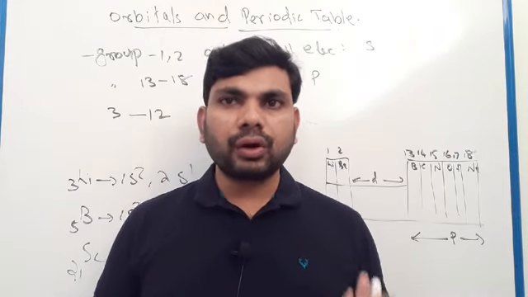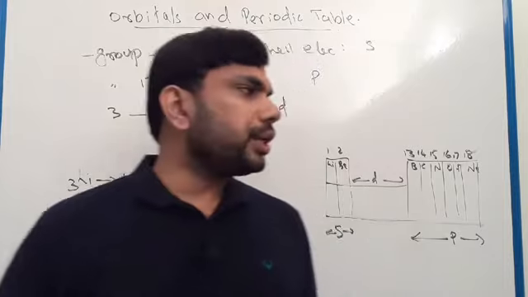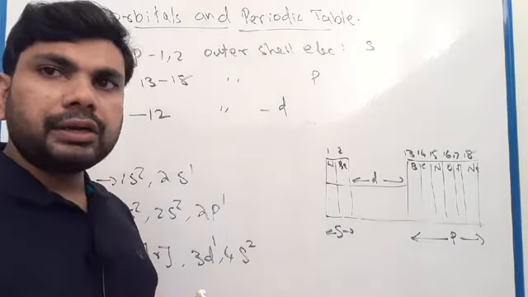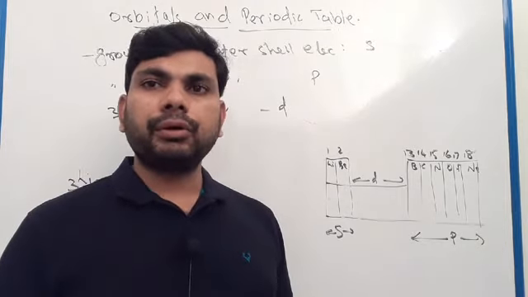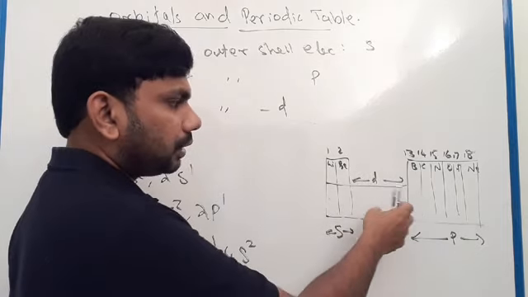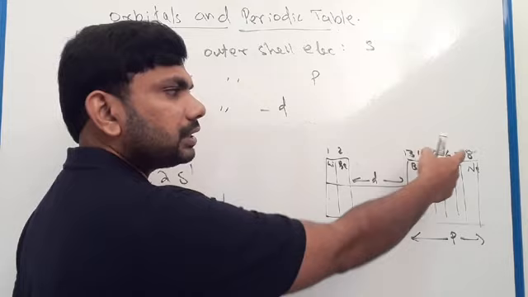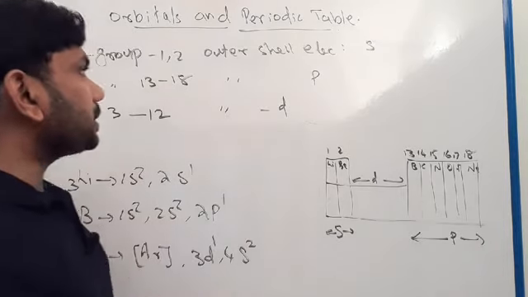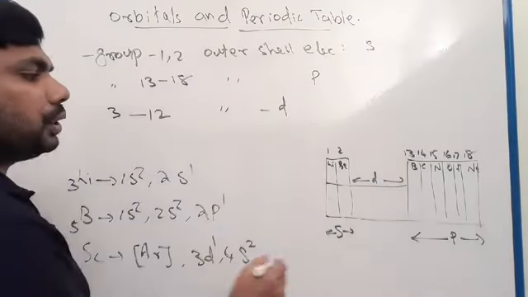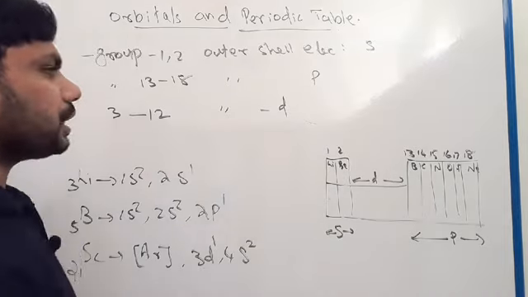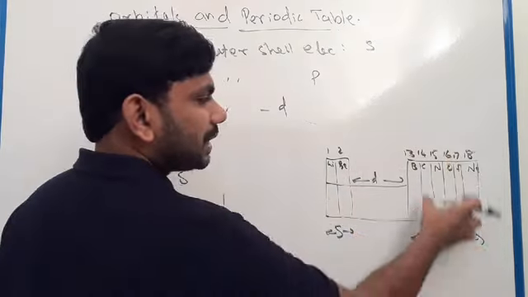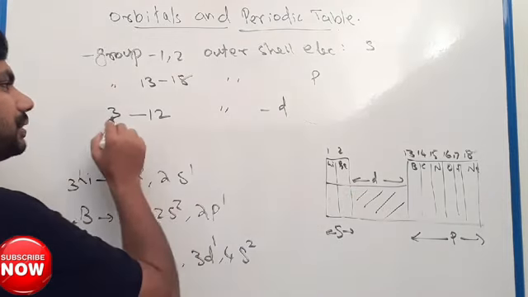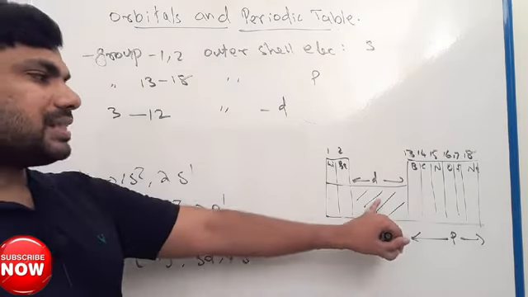Next we have to discuss orbitals and the periodic table: the relation between subshell electronic configuration and the periodic table. This figure represents the periodic table, where we can see periods and groups. There are 18 groups: group 1, group 2, group 3, 4, till group 12, then group 13, 14 till group 18. The elements in the first two groups, group 1 and group 2, are called s block elements. Elements in group 13 to group 18 are called p block elements. And elements in group 3 to 12 are called d block elements.